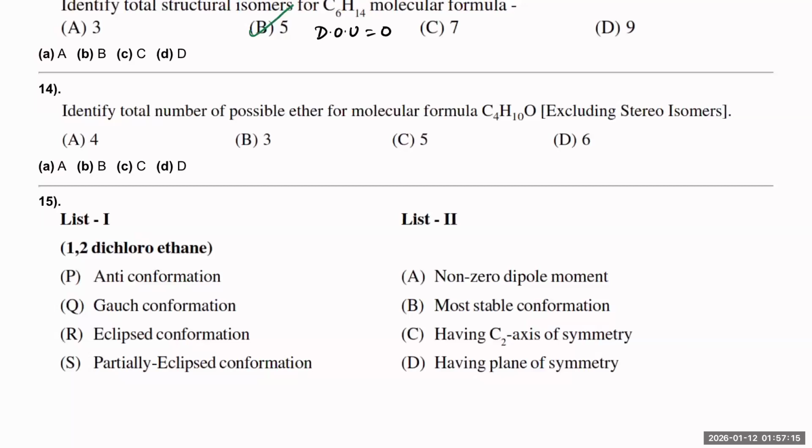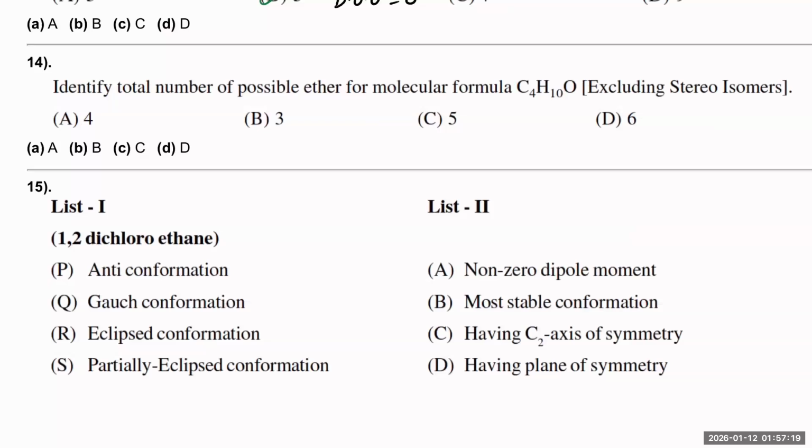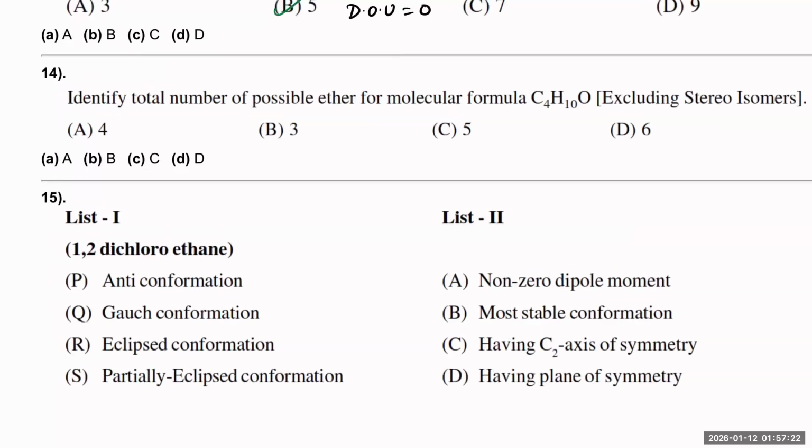Next. Identify the total number of possible ethers excluding stereoisomers here, C4H10O. Again, if you may notice, the degree of unsaturation in this case is 0. Okay. And you need to make ethers out of it. So let us make it into straight chain form here. First, this is one ether. This is one ether. This is another ether. Correct? This is the maximum number of ethers that you can get. You cannot get any other straight chain ethers out of it. So maximum, how many did we get? 3.